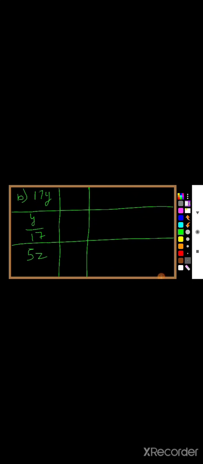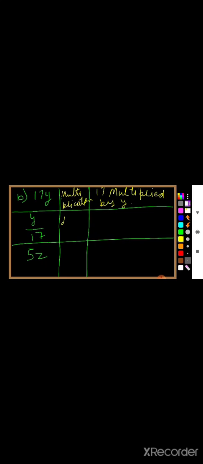Okay, now let's check the B part. 17y, y upon 17, 5z. So 17y, what does it mean? 17y means 17 is multiplied with y. So operation used here is multiplication, right? You will write it, it is multiplication. And how is this formed? 17 multiplied by y.